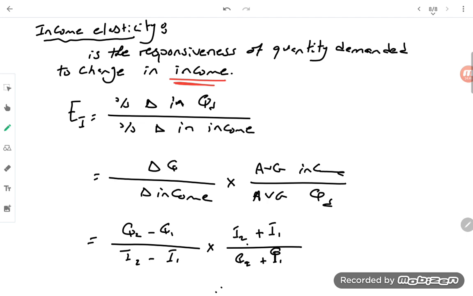The value ranges from 0 to infinity. If it is 0, it is perfectly inelastic demand. Less than 1, it's inelastic demand. 1, unit elastic demand. Greater than 1, elastic demand. And if it is infinity, it's perfectly elastic demand. But the sign will affect our decision. The sign refers to the type of the commodity.